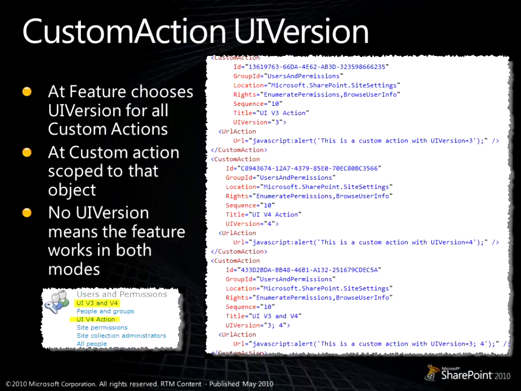In the example XML, we are defining 3 new links to the site settings page of the site. Each of the custom action elements has a UI version attribute defined. One of the 3 custom actions is visible in both of these UI modes, the others dependent on the version. Number 3 means legacy SharePoint 2007 user experience, and number 4 means the new SharePoint 2010 user experience. As a result of the XML element, in the site where we use the new SharePoint 2010 user experience, you'll see 2 new links under the users and permissions groups.